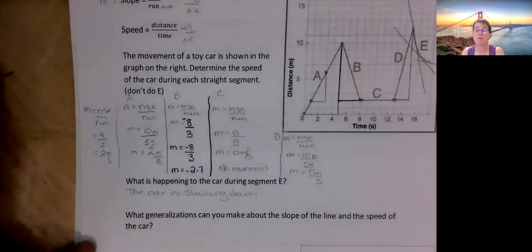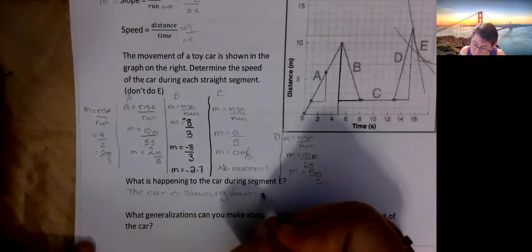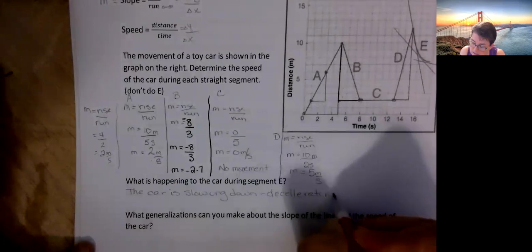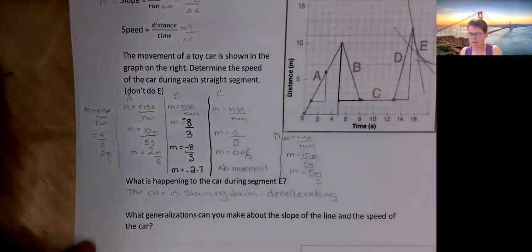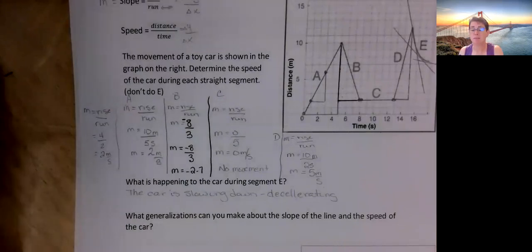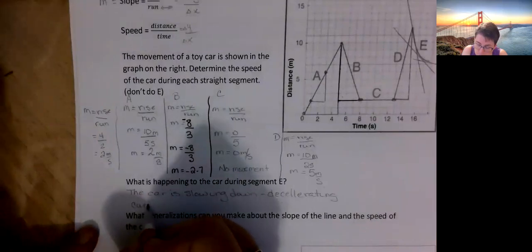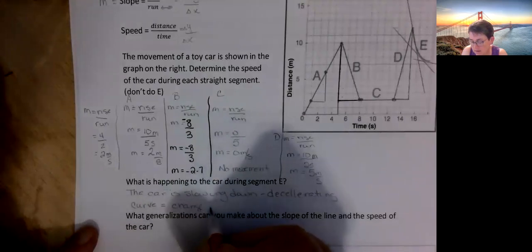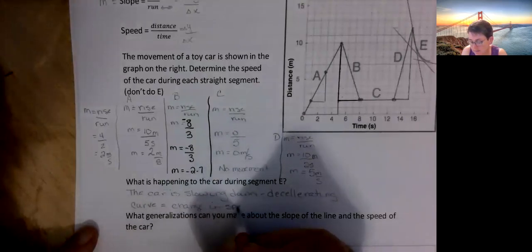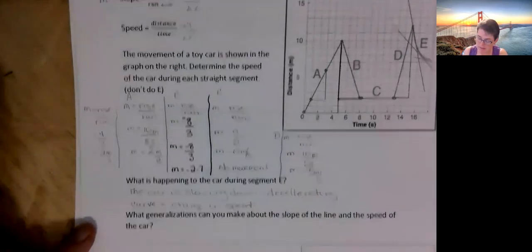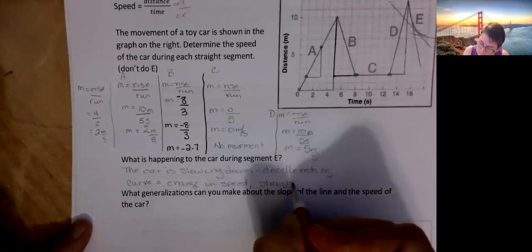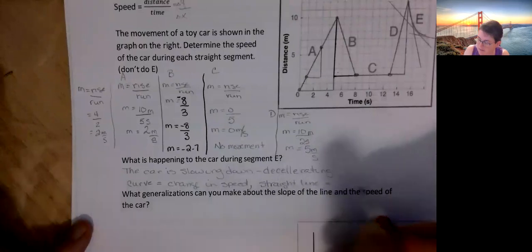And I'd be completely cool with that answer. Decelerating, I'm pretty sure that's how you spell it. Basically, you're putting on the brakes. Okay, but a curve is equal to a change in velocity or change in speed, whereas a straight line is a constant speed.